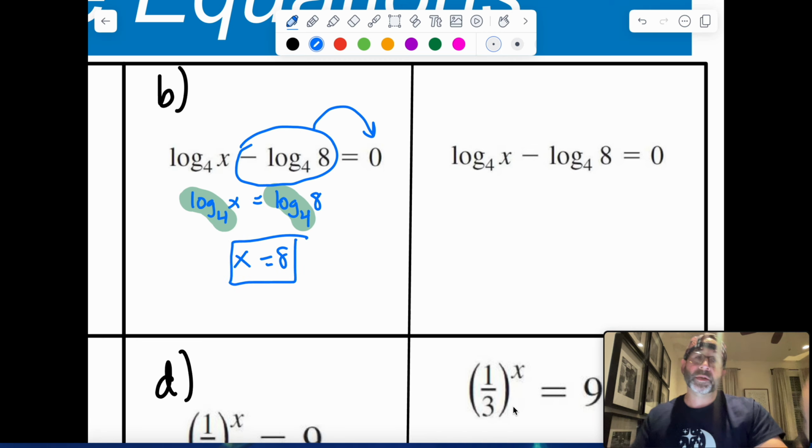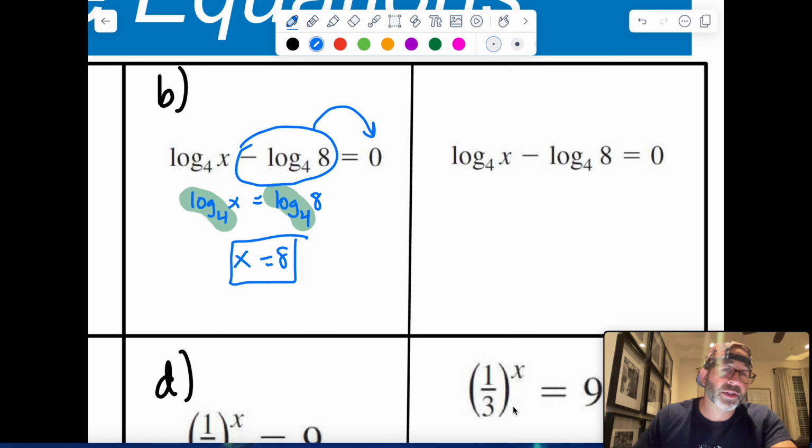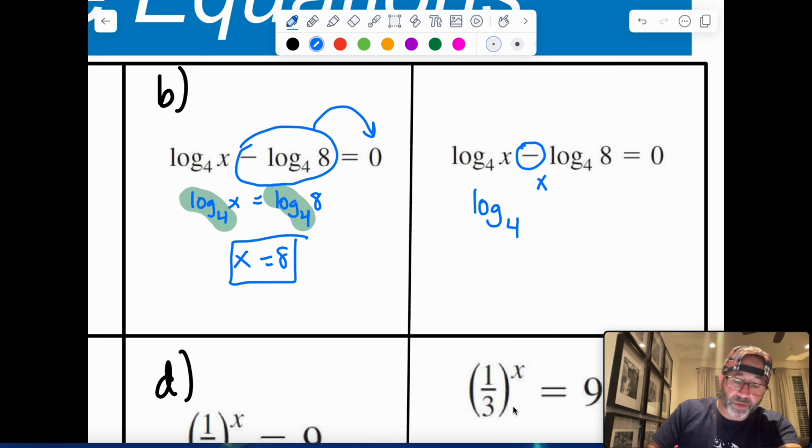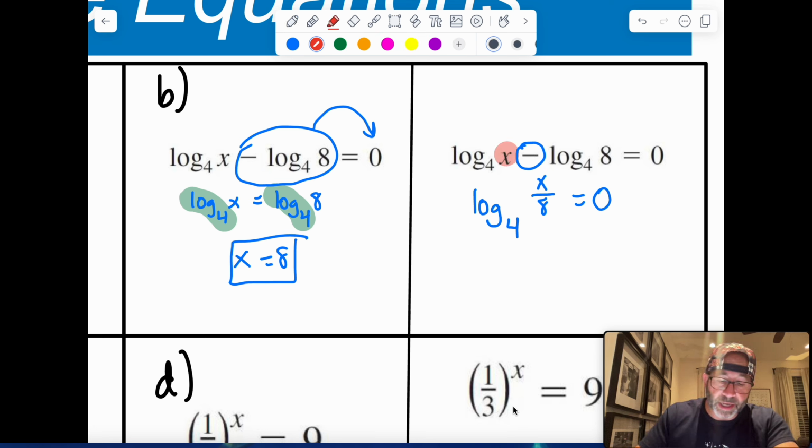But again, let's say I don't recognize that. Let's say I'm in the mindset of, I don't know, let's go ahead and do the condensing. Well, if I condense, we should remember that subtraction will turn into division. And when that's the case, when we condense, we end up with the log base 4 of x over 8 is going to equal 0. Again, to reiterate here, the x and the 8 here will turn into x and 8 right here, and they are a fraction because of that minus sign.